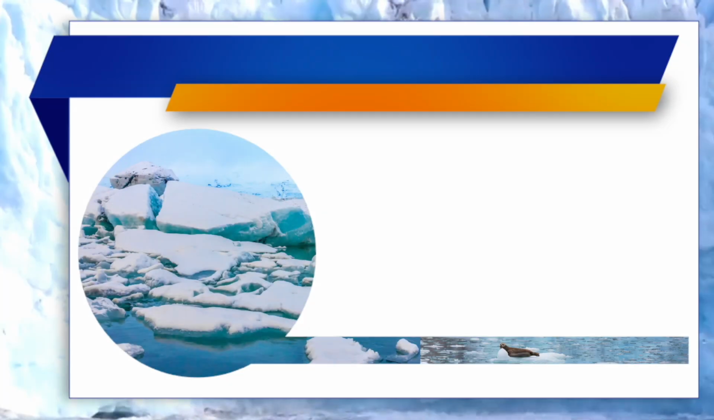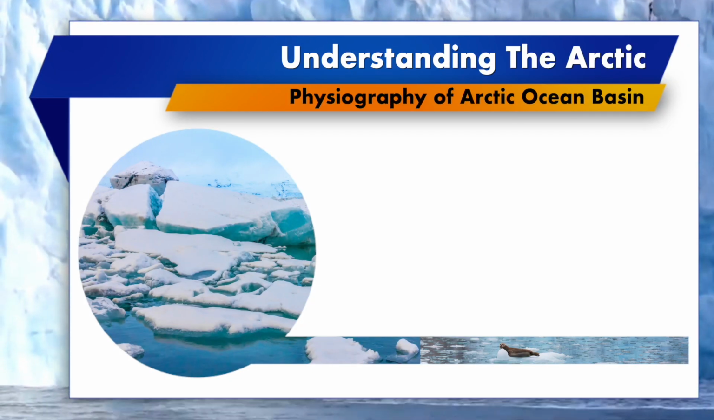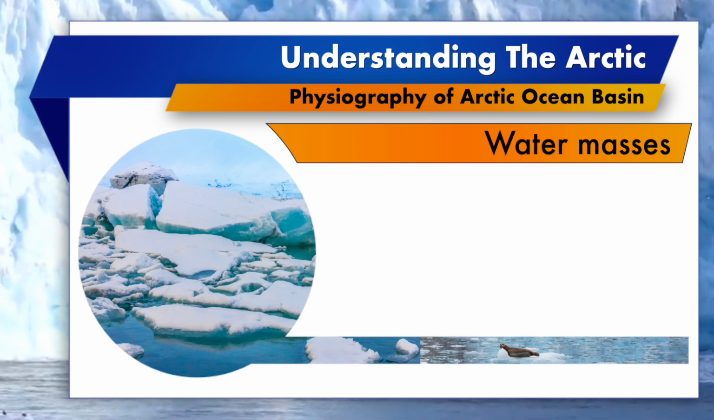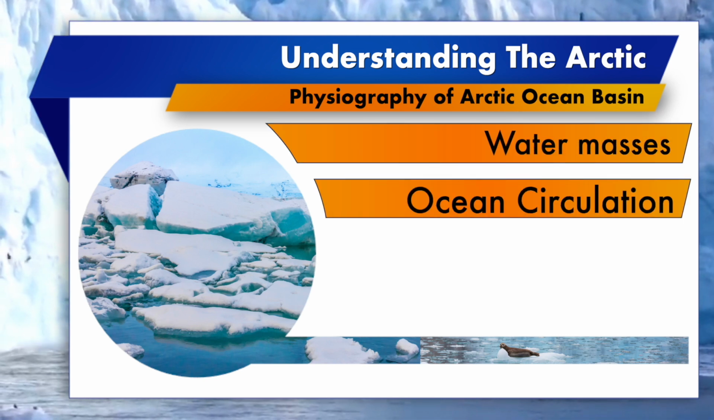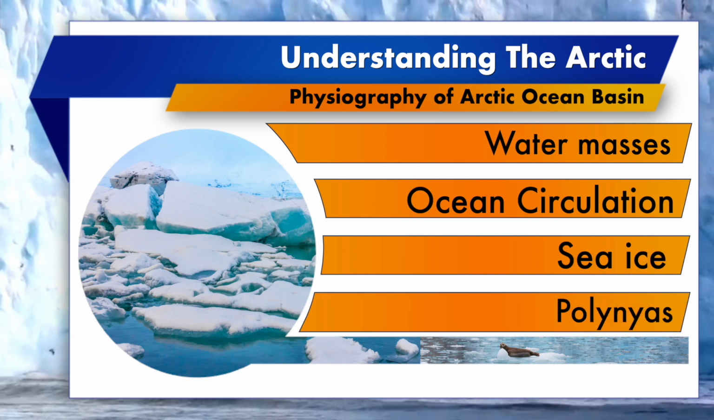Today we will discuss module 4, and in this module we are going to discuss the physiography of the Arctic Ocean. So we will discuss the water masses, the ocean circulation, sea ice and also polynyas.